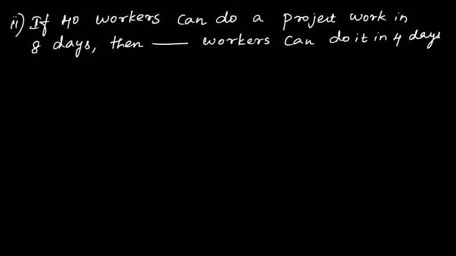Second question, if 40 workers can do a project work in 8 days, then dash workers can do it in 4 days. So they are in inverse proportion. So use the formula x1 y1 is equal to x2 y2. So x1 value is 40 and y1 value is 8. So x2 value is unknown, so let us take it as x, and y2 value is 4.